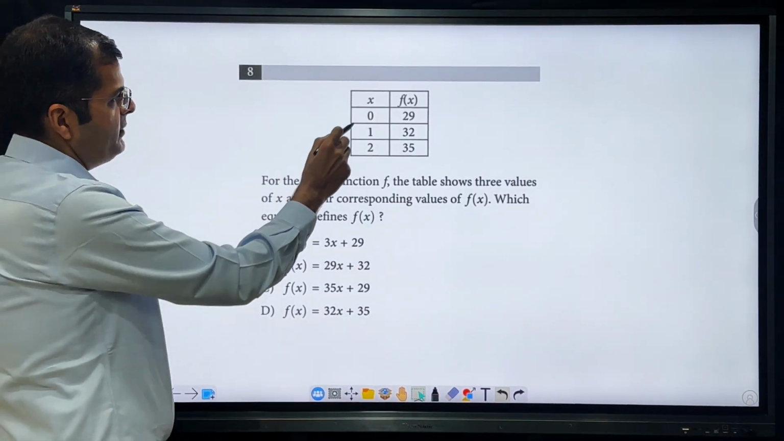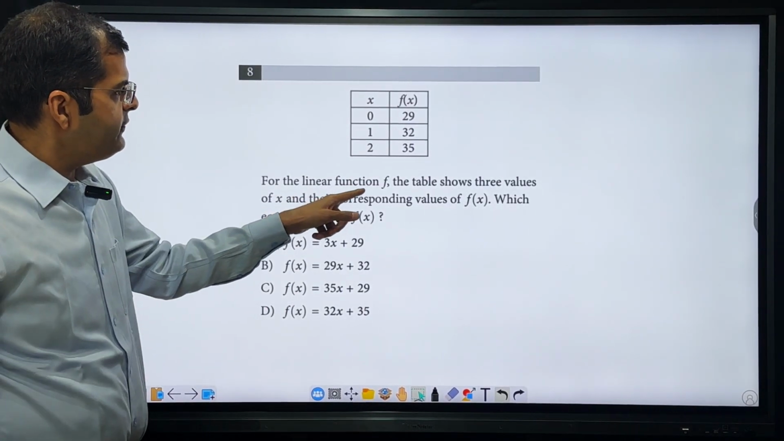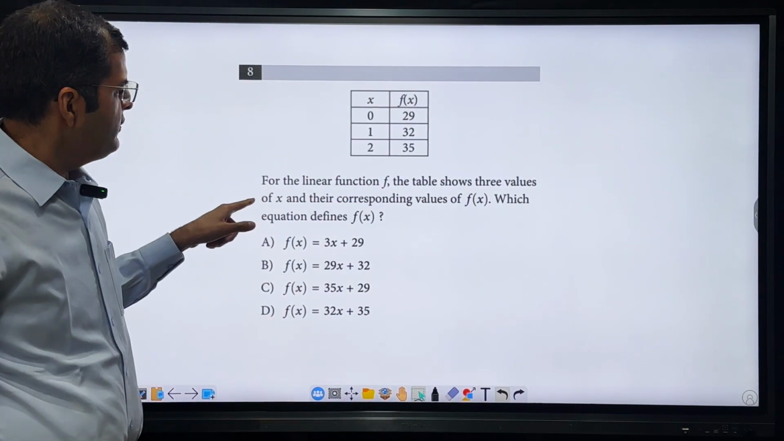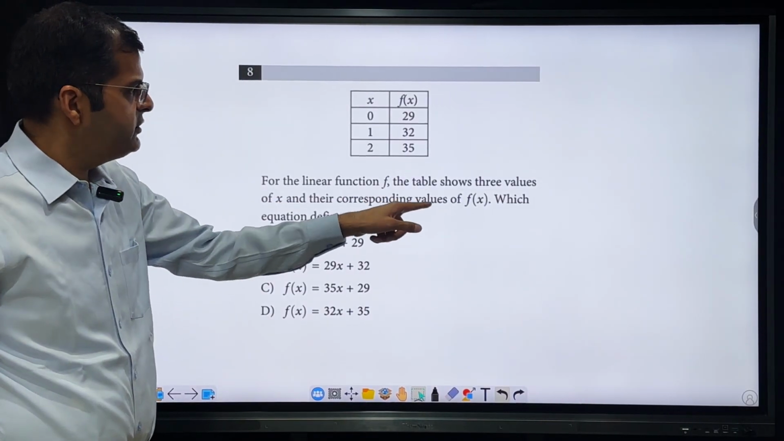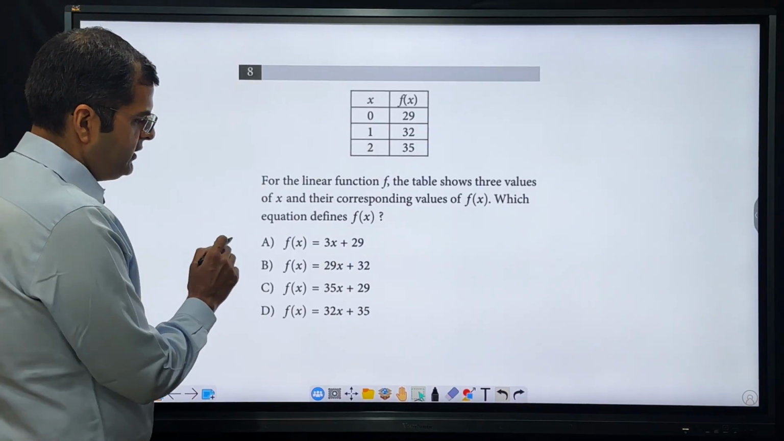So in this 8th question, I have this table, X is there and f of X is there. It says for the linear function f, the table shows 3 values of X and their corresponding values of f of X. Which equation defines f of X? Okay, so I have these 4 equations.